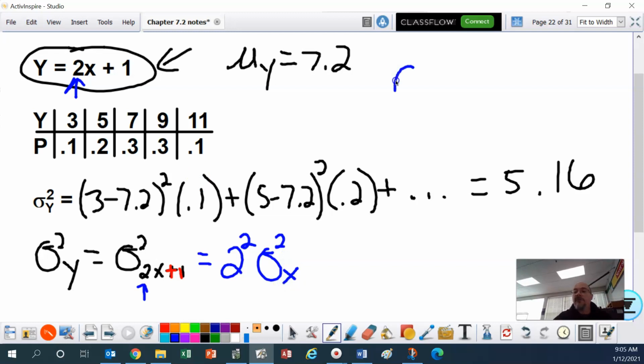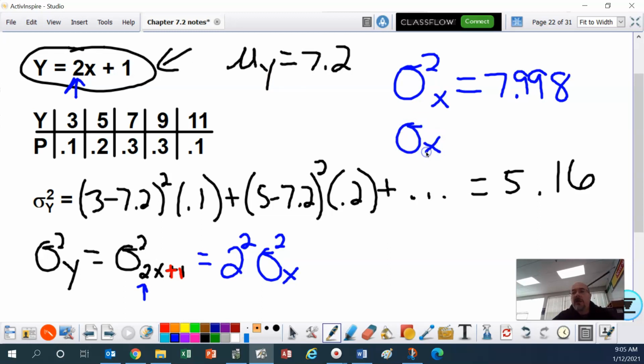The variance of X, if you remember, let me go back and make sure I get this right, is 7.998 when we rounded it. Well, if you remember, the standard deviation of X, let me make sure I got the right one here. Hold on here, folks.